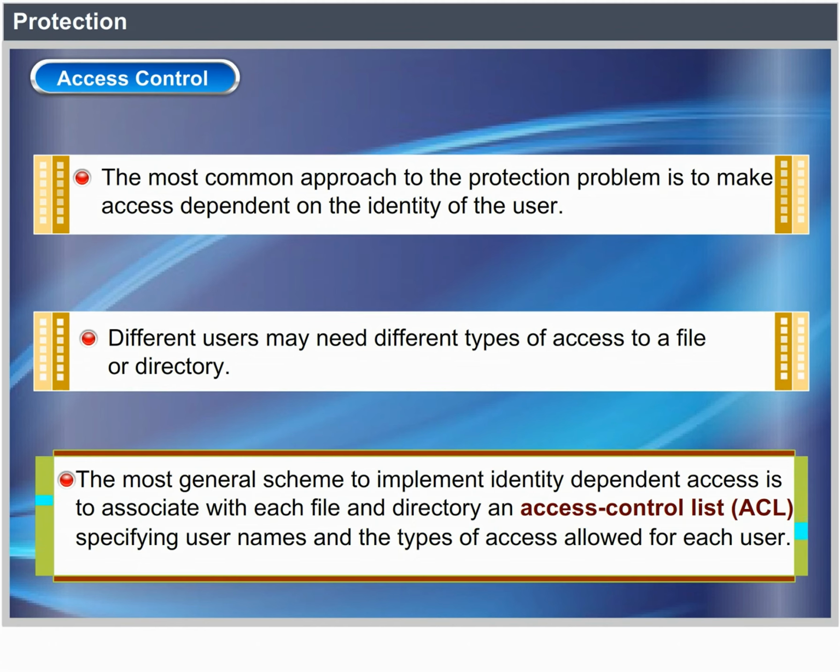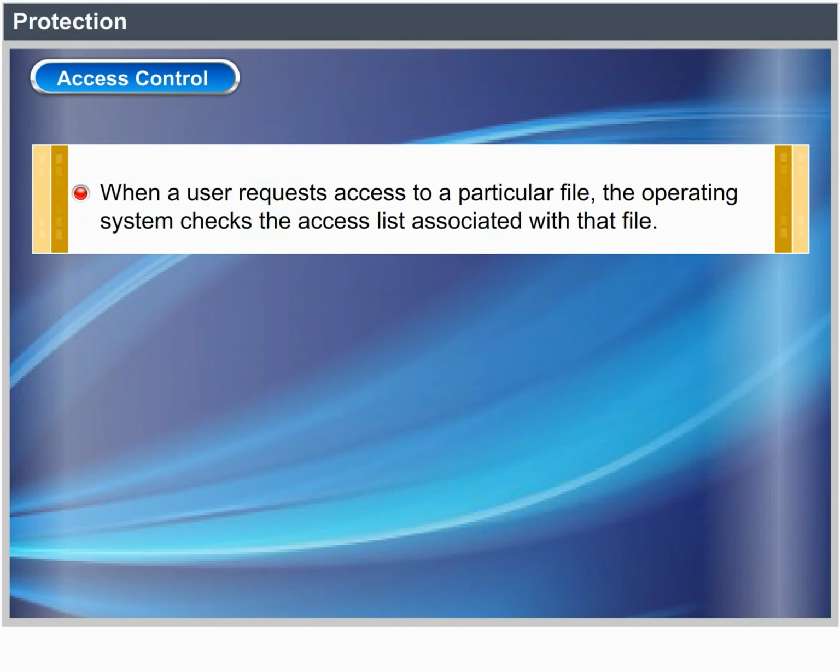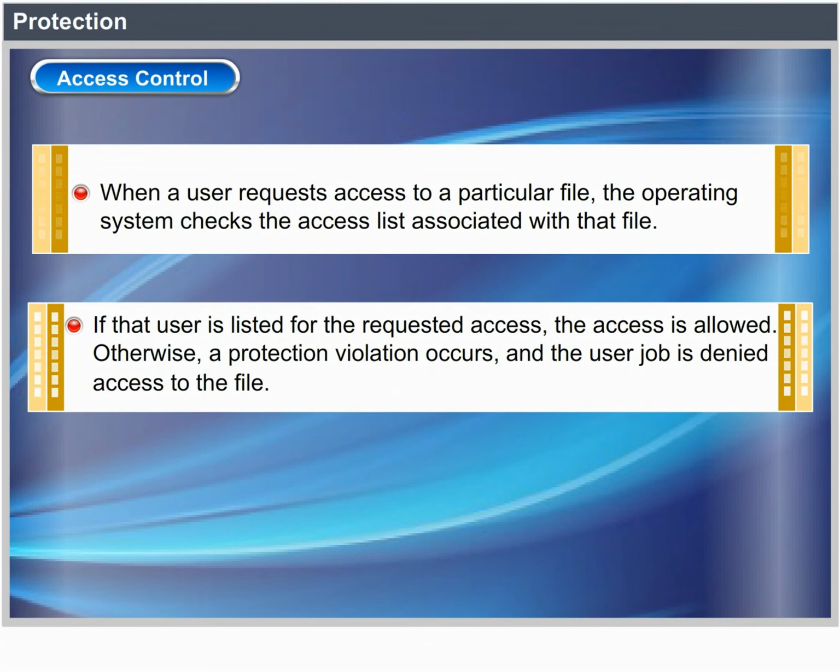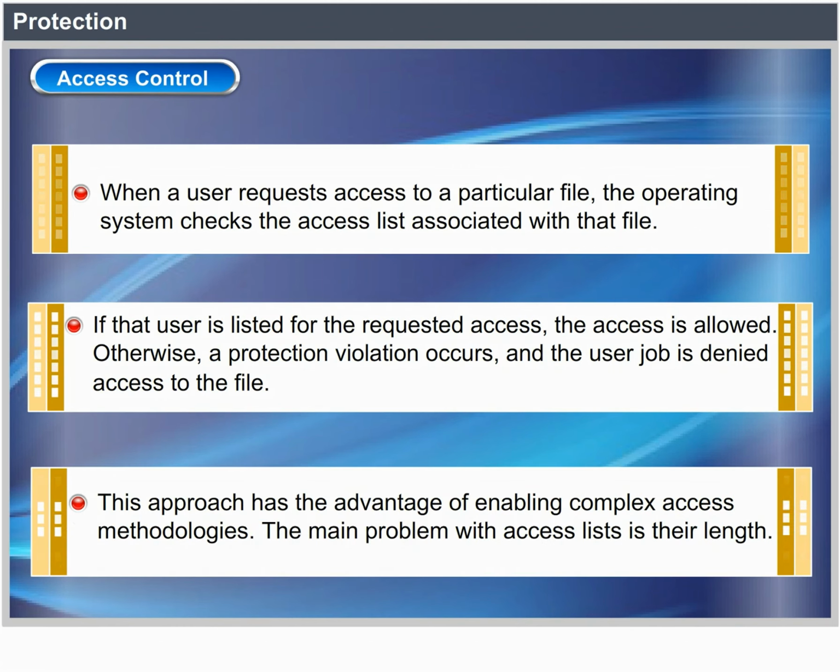When a user requests access to a particular file, the operating system checks the access list associated with that file. If that user is listed for the requested access, the access is allowed. Otherwise, a protection violation occurs and the user job is denied access to the file. This approach has the advantage of enabling complex access methodologies. The main problem with access lists is their length.